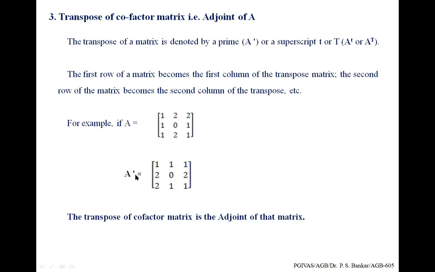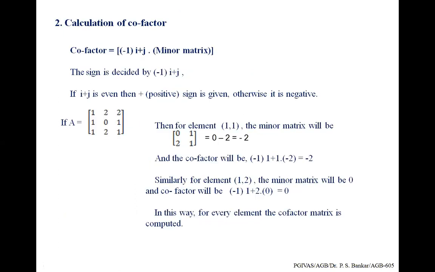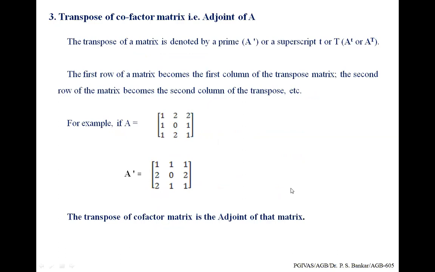Okay. Then the third step is the transpose of the cofactor matrix. So now you can understand, for every element we can estimate the cofactor and its minor. We can have the multiplication of the cofactor sign and the minor. Then whatever product matrix has been received, we can say that matrix has to be transposed.